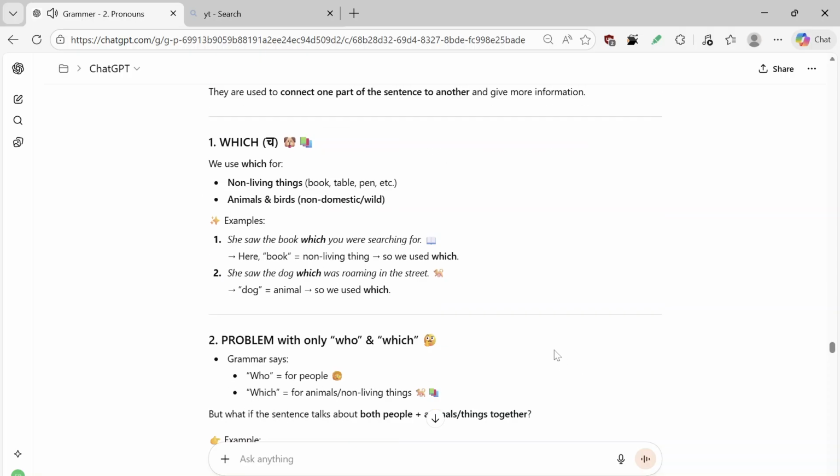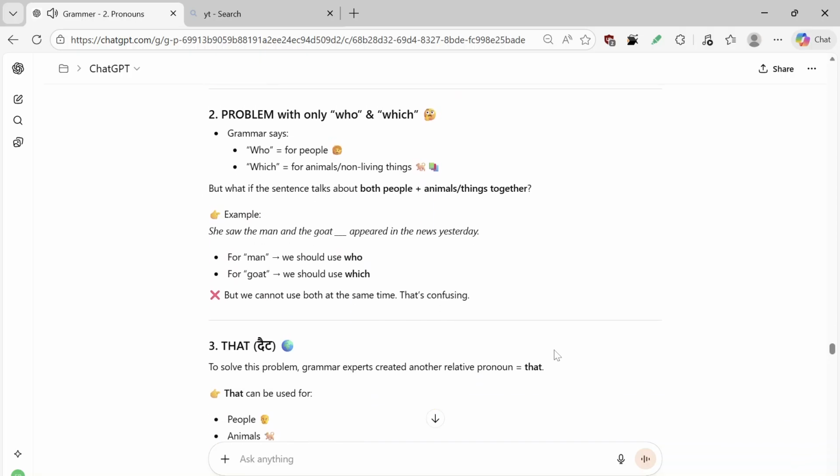2. The problem with only who and which. Grammar says who equals for people, which equals for animals and non-living things. But what if the sentence talks about both people and animals or things together? Example: She saw the man and the goat appeared in the news yesterday. For man, we should use who. For goat, we should use which, but we cannot use both at the same time. That's confusing.